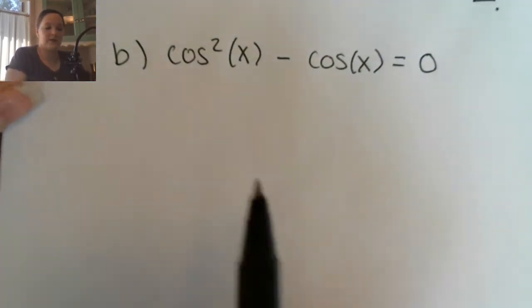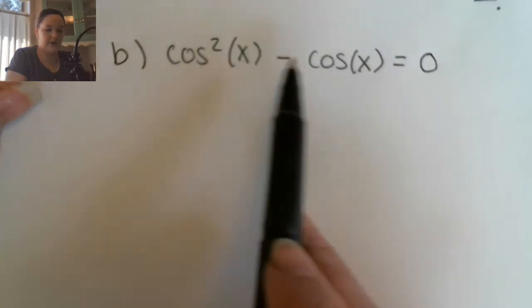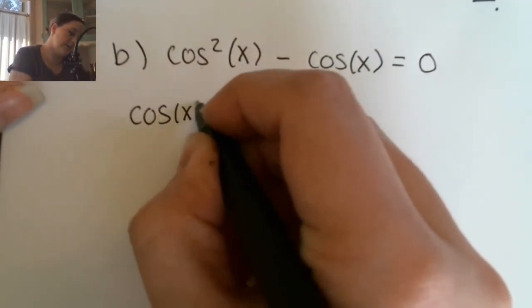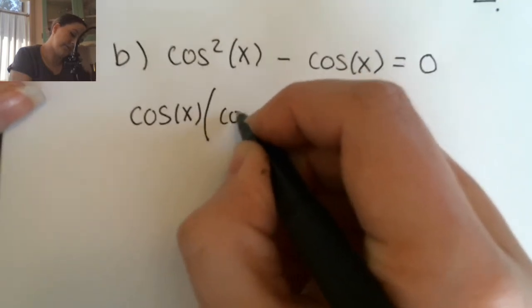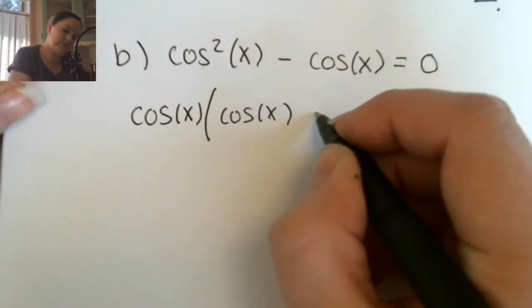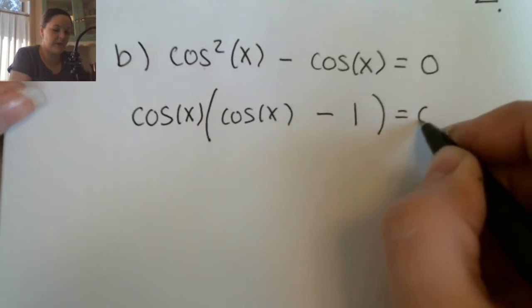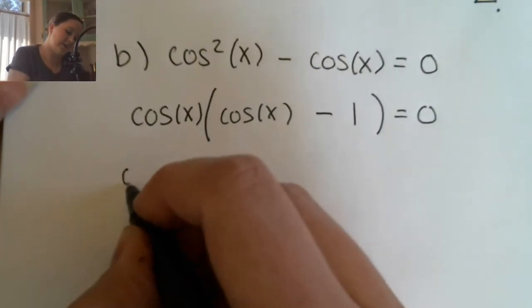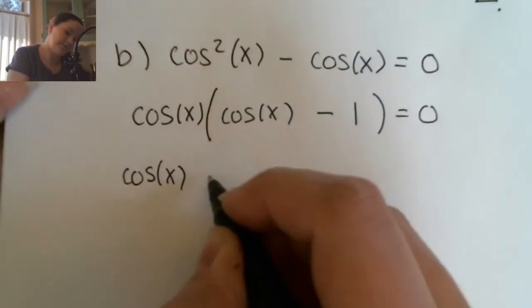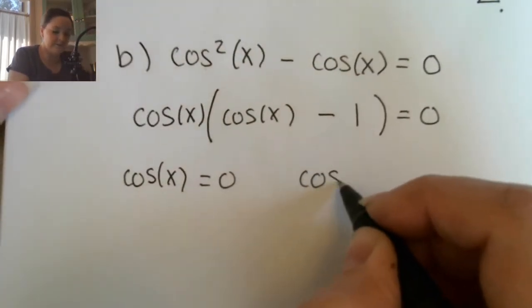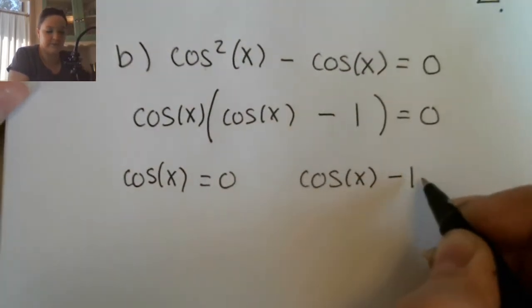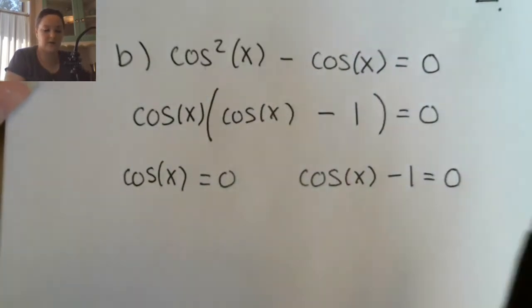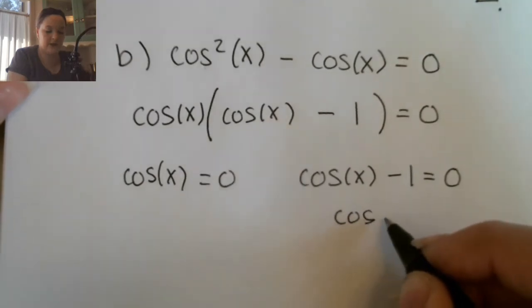Okay, so this has a common factor here and here, so I'm going to factor out cosine x. And now I'm going to set each of my factors equal to 0. Now here I already have cosine isolated, so over here I'm going to add 1 to both sides.